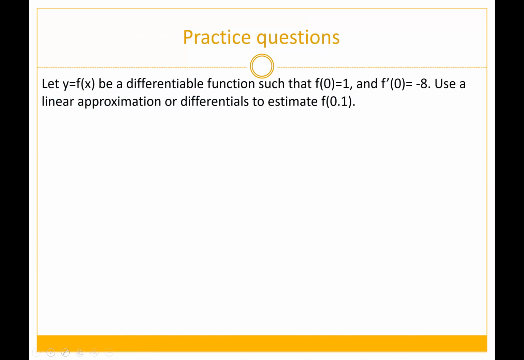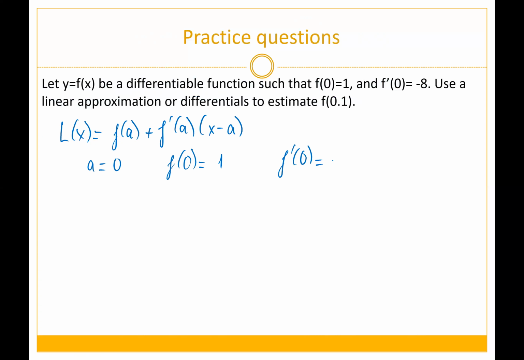To estimate f of 0.1, we use a linear approximation function. You have f of x is equal to f of a plus f prime of a multiplied by x minus a. So a here is equal to 0, f of 0 is equal to 1, and f prime of 0 is equal to negative 8. Therefore, you have your linear approximation.